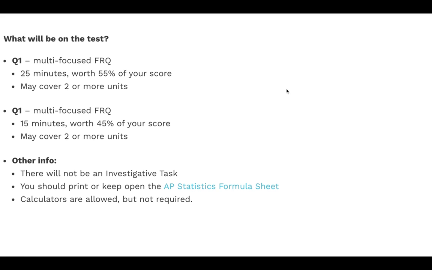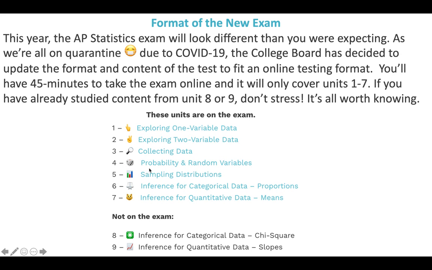Question 1 is multi-focused, which means it's going to cover 2 or more units. As you can see, unit 1 we covered in chapters 1 and 2. Unit 2 we covered in chapter 3 of our book. Unit 3 is chapter 4 of our book. Unit 4 is chapters 6, 7, and 8 in our book. Chapter 9 is unit 5. And then units 6 and 7 are chapters 10 and 11.